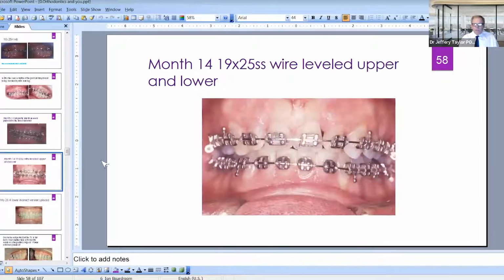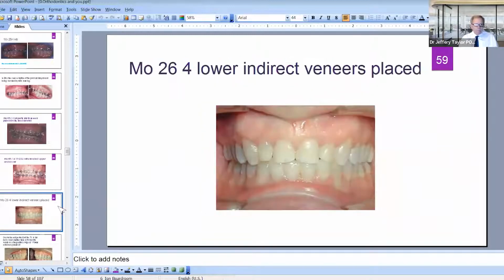So we just keep going, and notice from 100% deep bite down to 0% deep bite in simply 14 months. That's very, very incredible, in case you don't recognize that. So a severe malocclusion being corrected pretty easily. Okay. And month 26, some veneers were placed on the lower arch, and later the patient was going to do crowns all over the place, but for right now, that's all he can do. So that's what we're going to do for him.